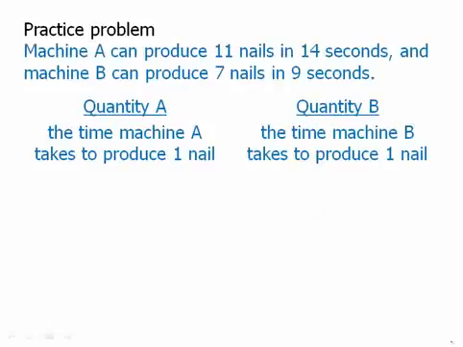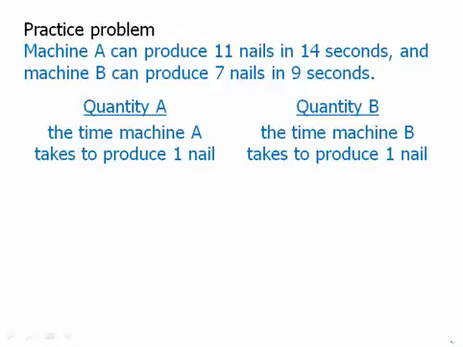Here's another practice problem. Pause the video and then we'll talk about this. So this one is a word problem, and this is starting to get into territory that could show up on the GRE. So, machine A can produce 8 nails in 14 seconds, and machine B can produce 7 nails in 9 seconds.